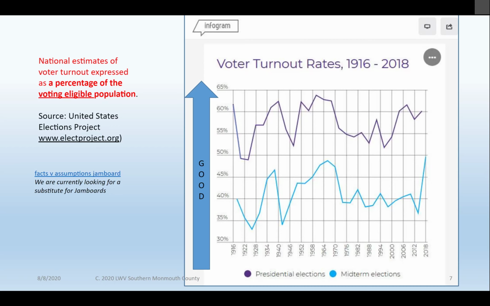Trying to keep the balance in the room. Those are the kinds of things that we want kids to distinguish between.